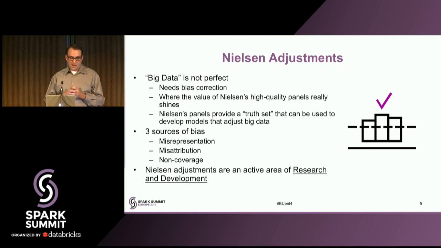The third source of bias is non-coverage. In some cases, not everybody's covered by a third-party data provider, so we adjust for that as well. I'm going to touch on the misattribution or sharing and the non-coverage adjustments as part of today's talk. And really these Nielsen adjustments are an active area of research and development and what I spend a lot of my time doing.